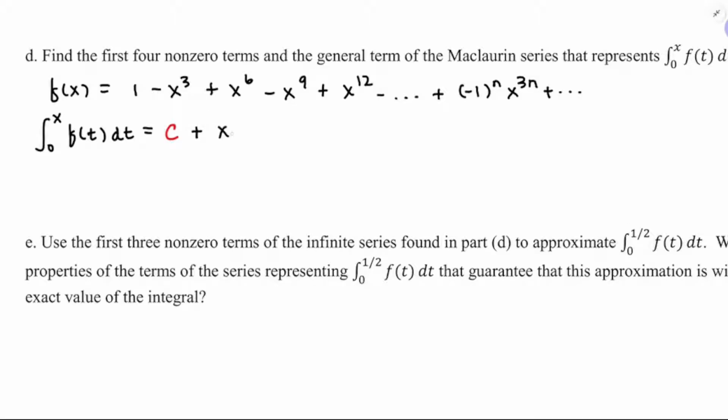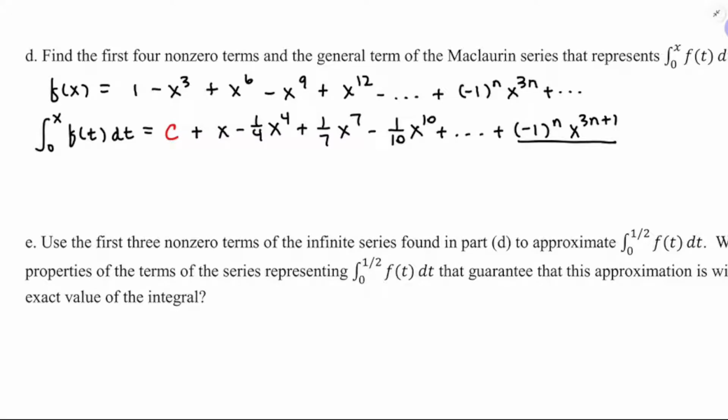C plus 1x minus 1/4 x to the 4, plus 1/7 x to the 7, minus 1/10 x to the 10. That extra term really threw me off there, but that is 4 non-zero terms, so we're going to be happy. We needed that other one because we were taking the derivative. So what happened was, it was still alternating. We added 1 to the power, and then we divided by the new power.